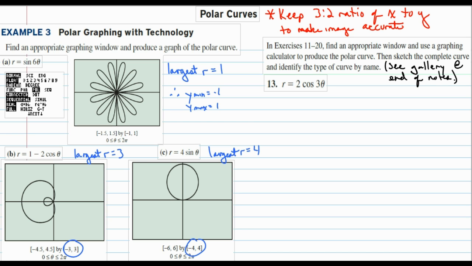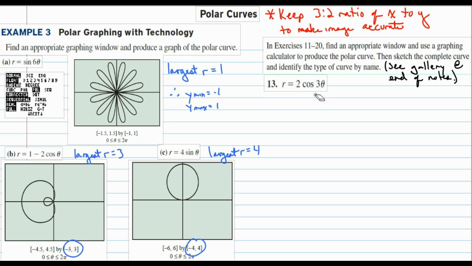The now try problem, number 13, says find an appropriate window and use a graphing calculator to produce the polar curve. Then sketch the complete curve and identify the type of curve by name. So this curve by name thing, this is something you were introduced to a little bit in pre-calc. You do not need to have them memorized, but in case the directions ask you for them, there is a gallery at the end of your notes that we'll show you in a minute here.